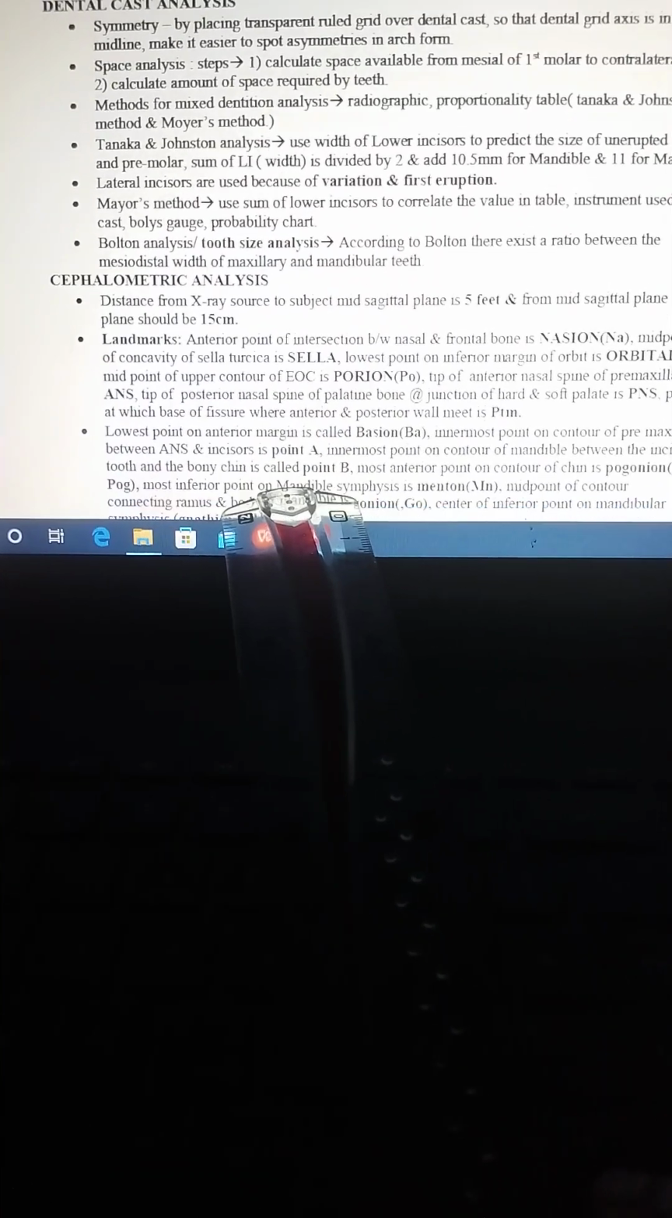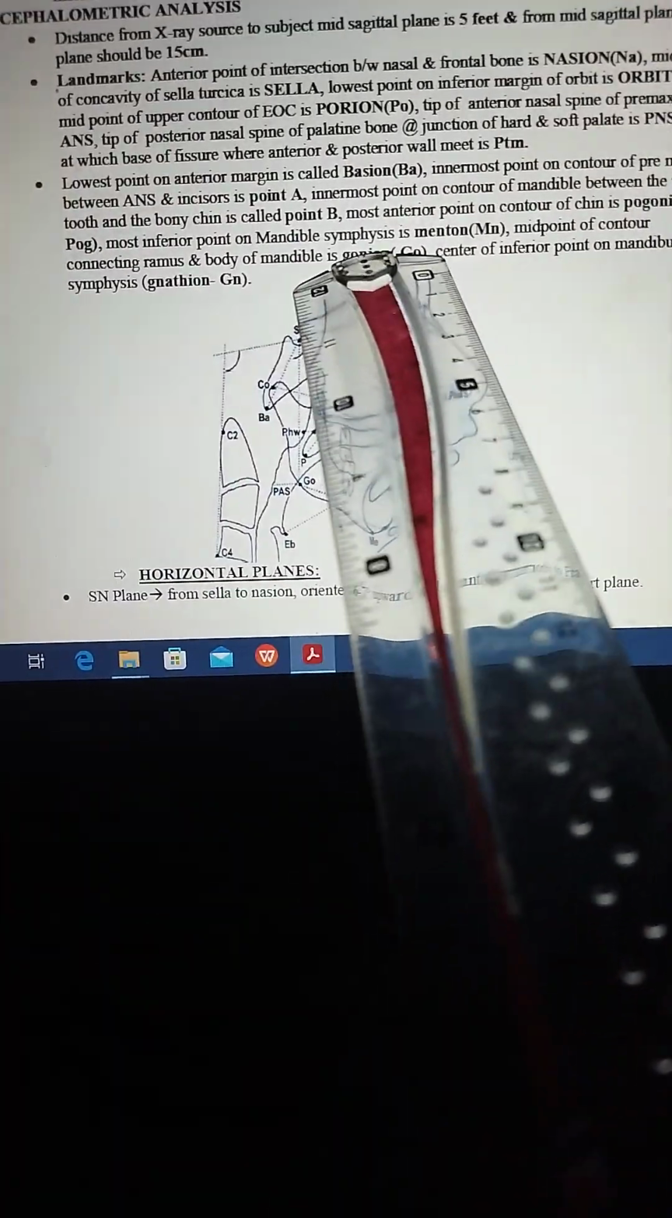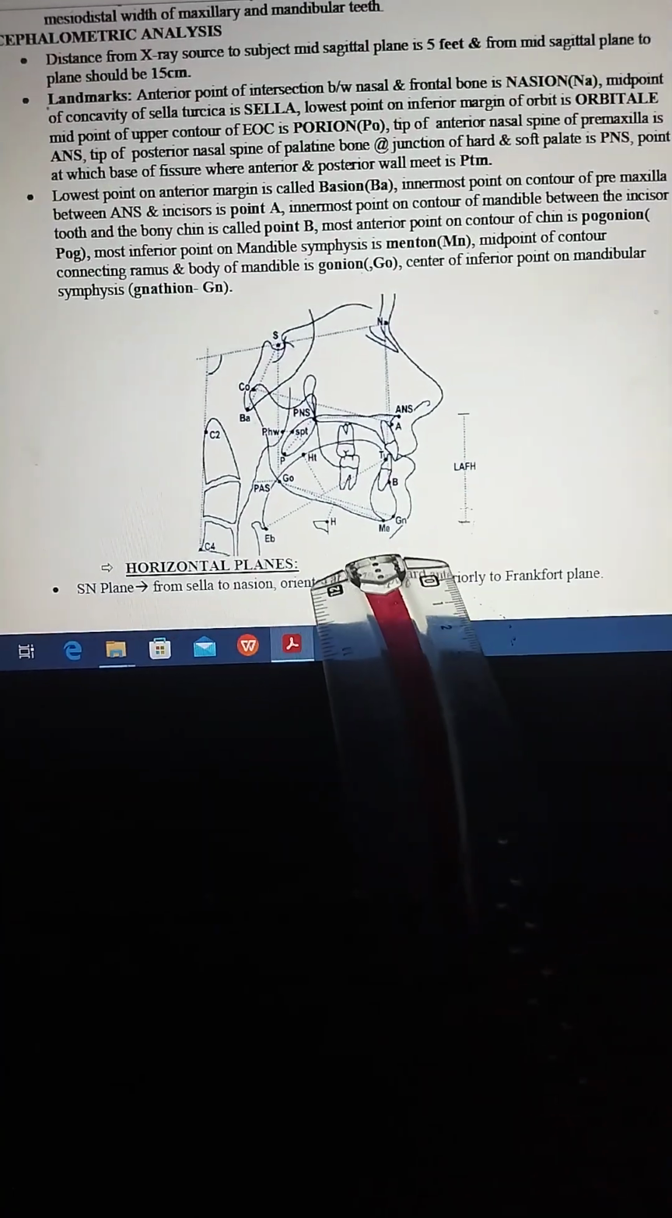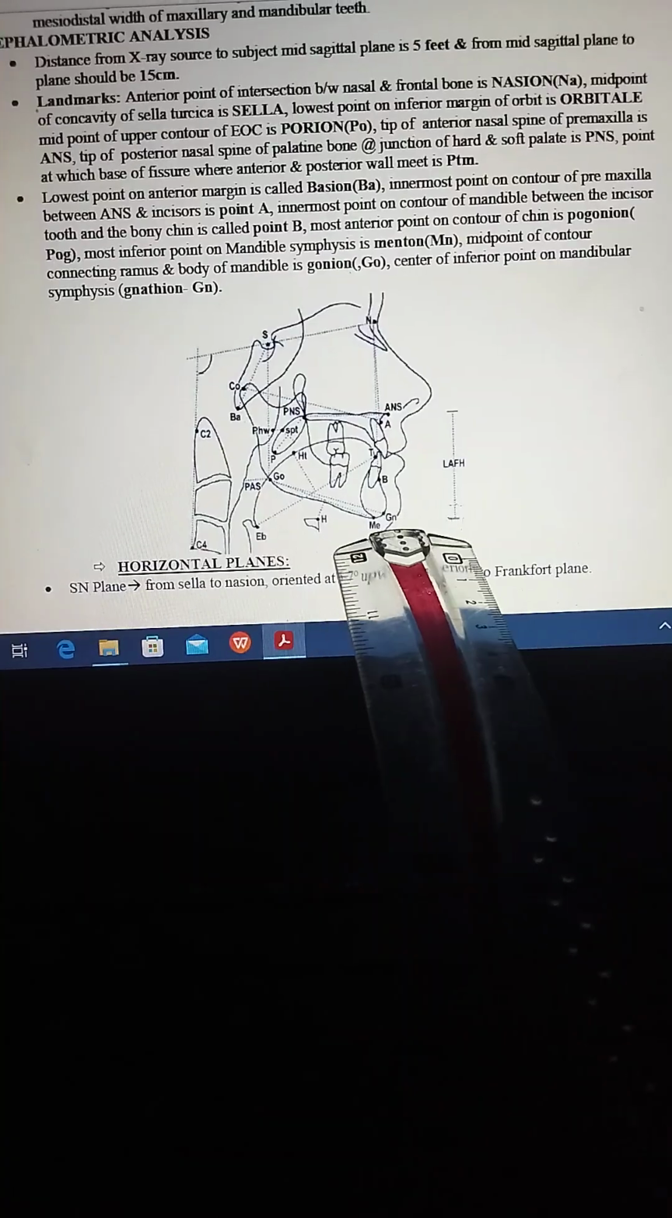Oh, sorry, the diagram is below. It's very much important. The most anterior point on the contour of the chin is pogonion.